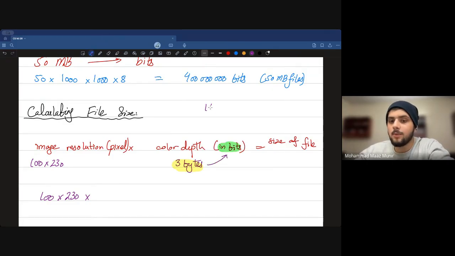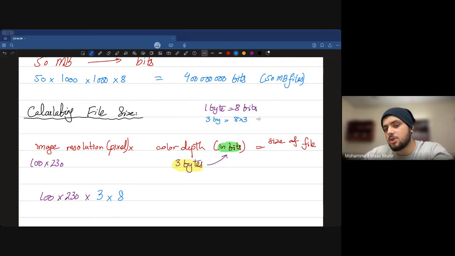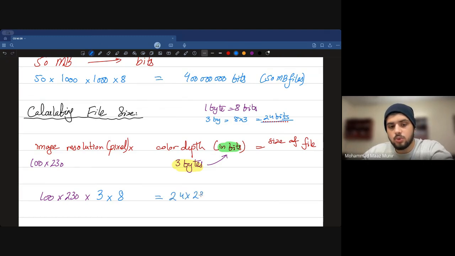And because we know 1 byte is basically equal to 8 bits, we need to convert this 3 bytes into bits first. The easy way is you multiply 3 by 8, because 3 bytes is basically 8 into 3, or I can say 24 bits. So I could directly plug in 24 and I could multiply that with 8. And now this would get me the answer in 24 into, let's say, 2300.